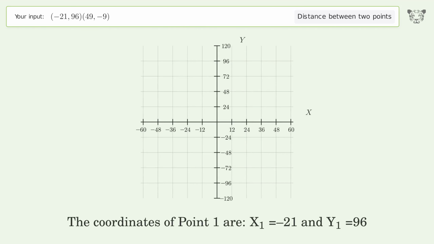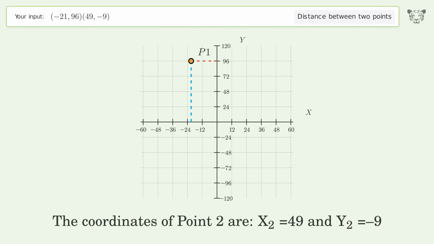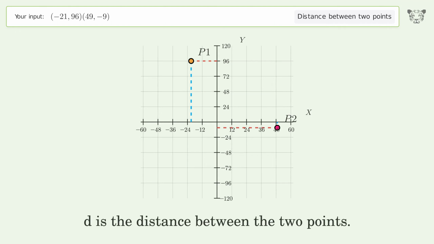The coordinates of point 1 are x1 equals -21 and y1 equals 96. The coordinates of point 2 are x2 equals 49 and y2 equals -9. D is the distance between the 2 points.